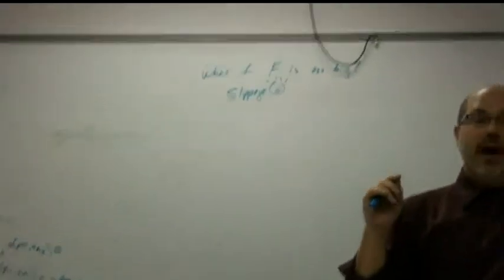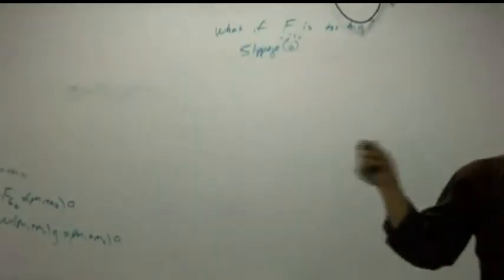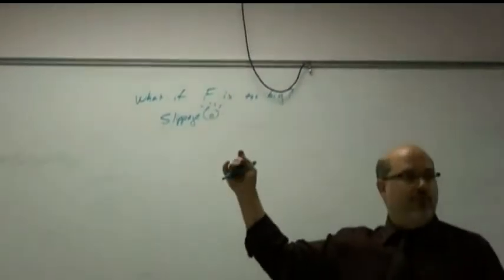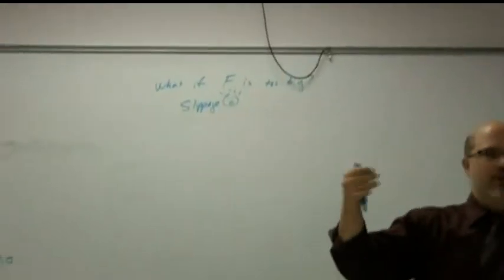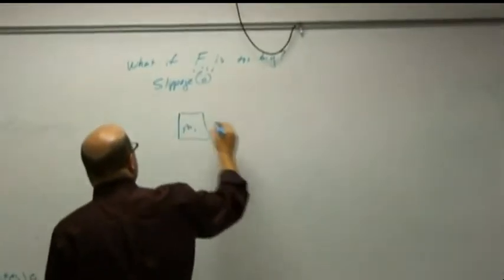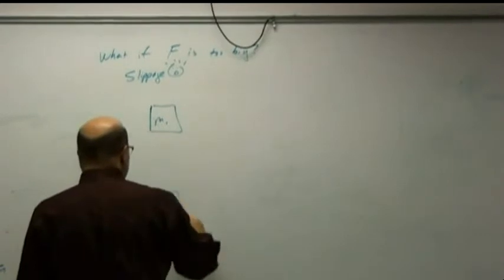The bottom one, because it's directly connected to the force, so it'll have a force causing it to go to the right. The block on top will have a force causing it to go to the right, but it won't keep up with the bottom block, right? So here we go. Here's M1, and here's M2.